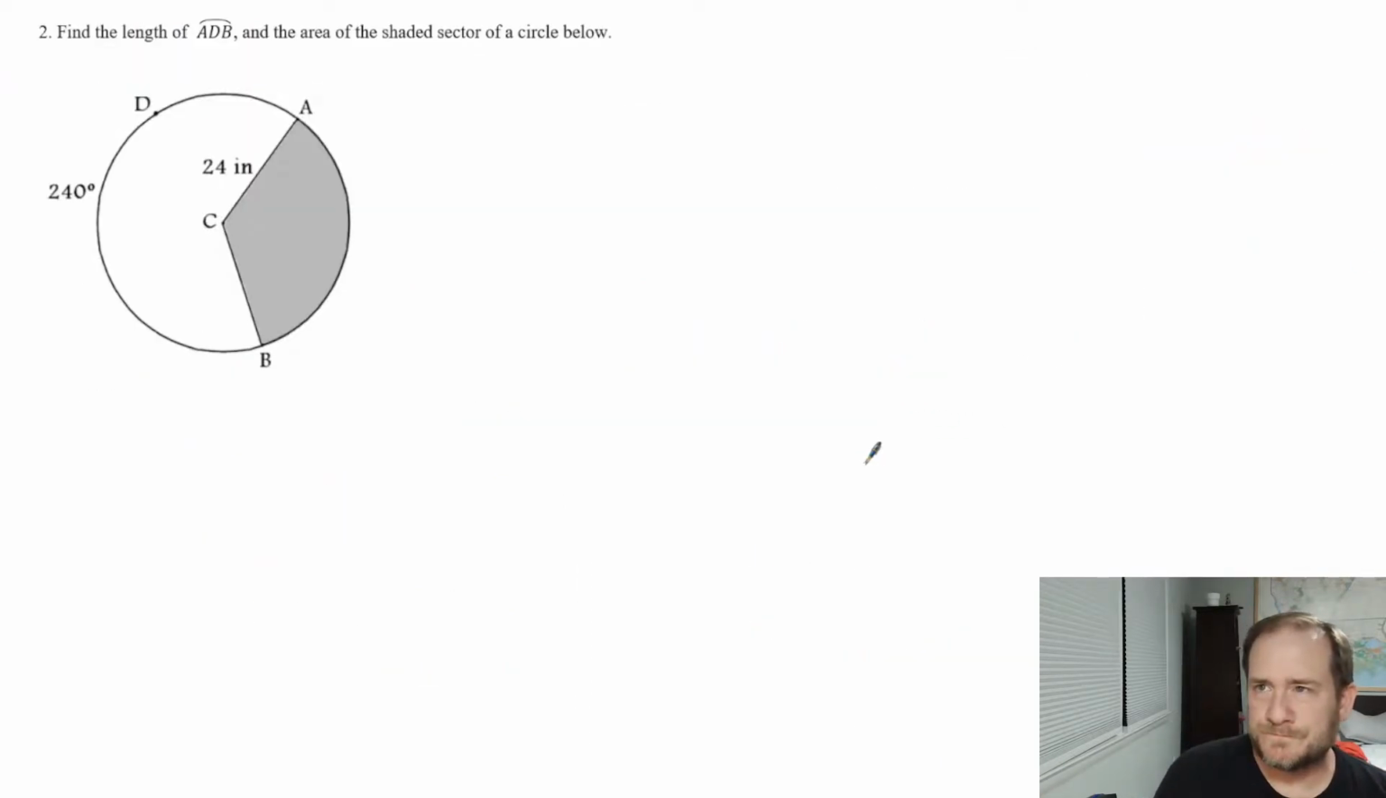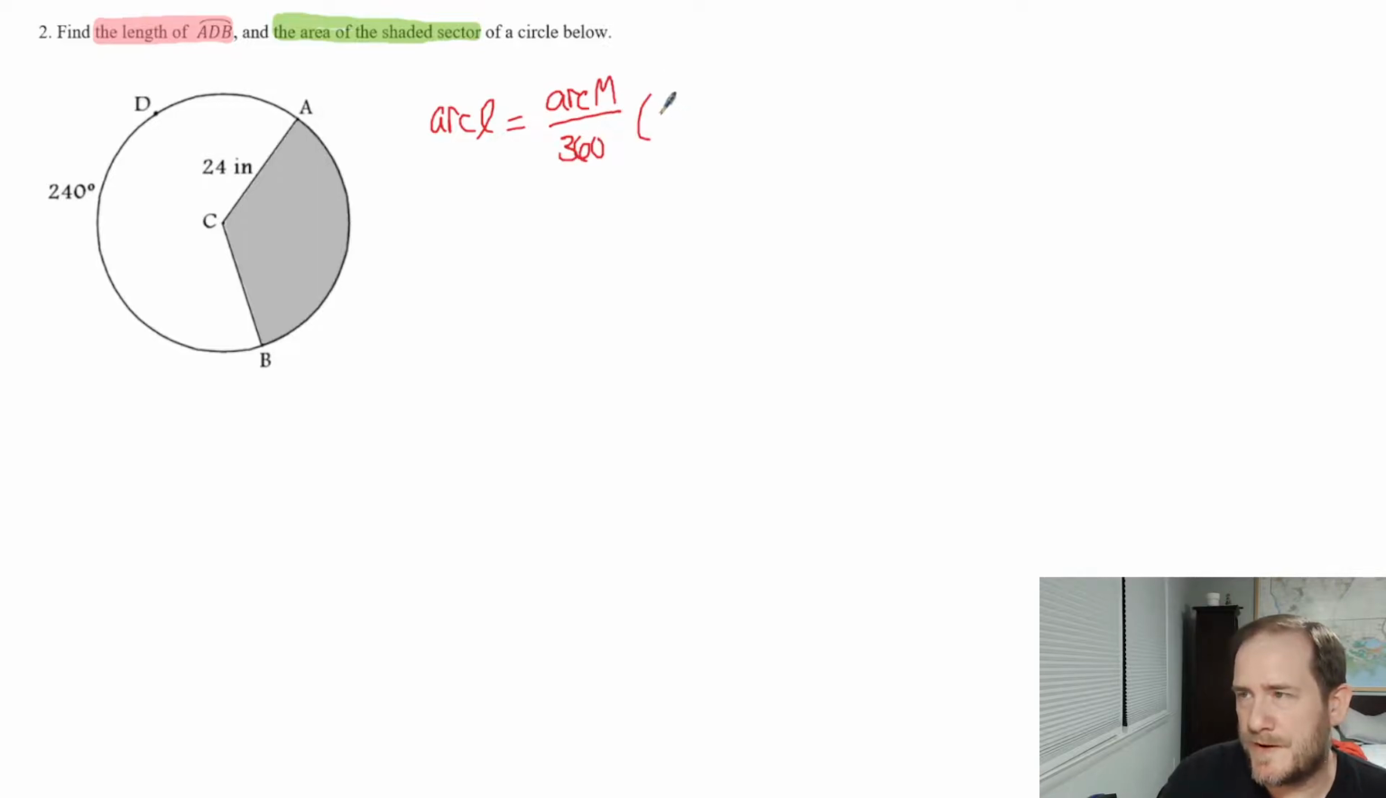So here's another one. Just like before, I'm asking you to do a little bit of both. If you read this, it says find the length of major arc ADB, but then it also says also find the area of the shaded sector. So there's two different things to do here, and we'll start by finding the arc length. And we'll find the arc length the same way we always do. Arc length has a formula, and it's to take the arc measure, divide it by 360, and then multiply by the circumference.